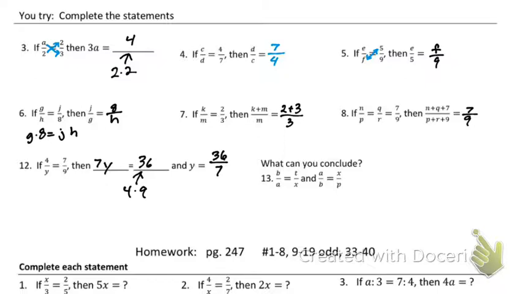All right, our very last one says b over a equals t over x, and a over b equals what over p. So what can we conclude about x?